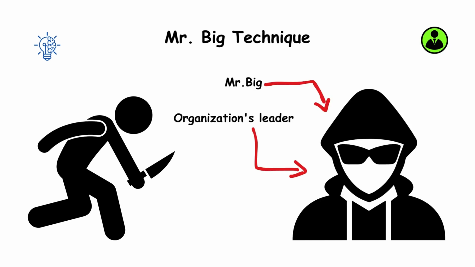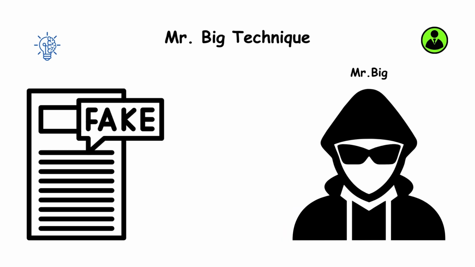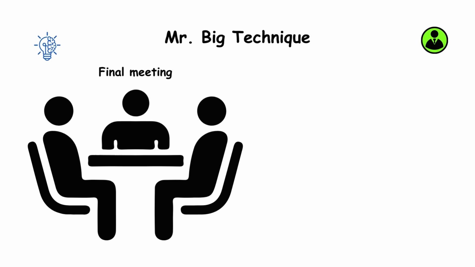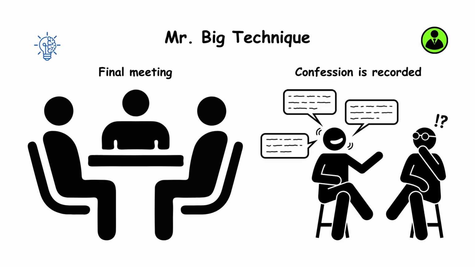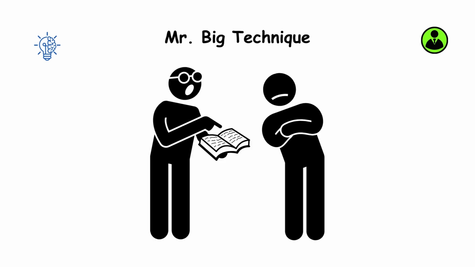In reality, Mr. Big is an undercover interrogator skilled at extracting confessions. Mr. Big confronts the suspect with fabricated evidence and urges them to confess to their involvement to protect the organization. The final meeting, where the confession is recorded, reveals the organization as a police operation, leading to the suspect's arrest. This controversial technique is used cautiously due to concerns about eliciting false confessions under the guise of criminal opportunities.